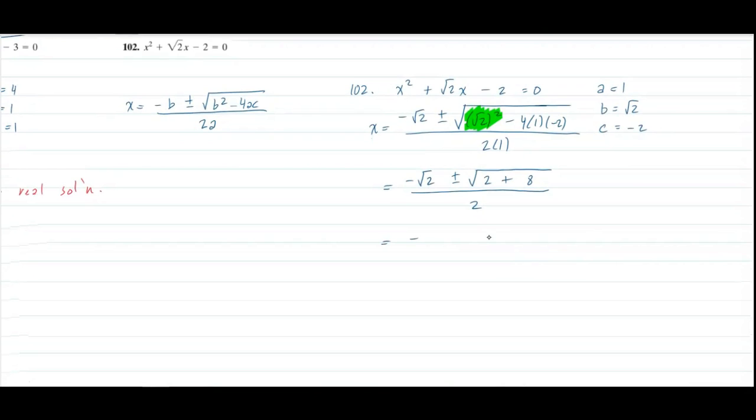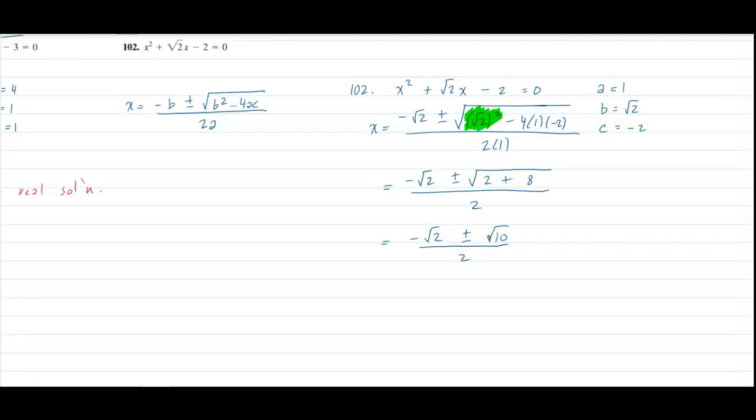Now, you're going to end up with negative root 2 plus or minus the root of 10, which cannot be simplified, divided by 2. So, in fact, we actually have two answers to this question. The first answer is x equals negative root 2 plus the root of 10 divided by 2, and x is equal to negative root 2 minus the root of 10 divided by 2.